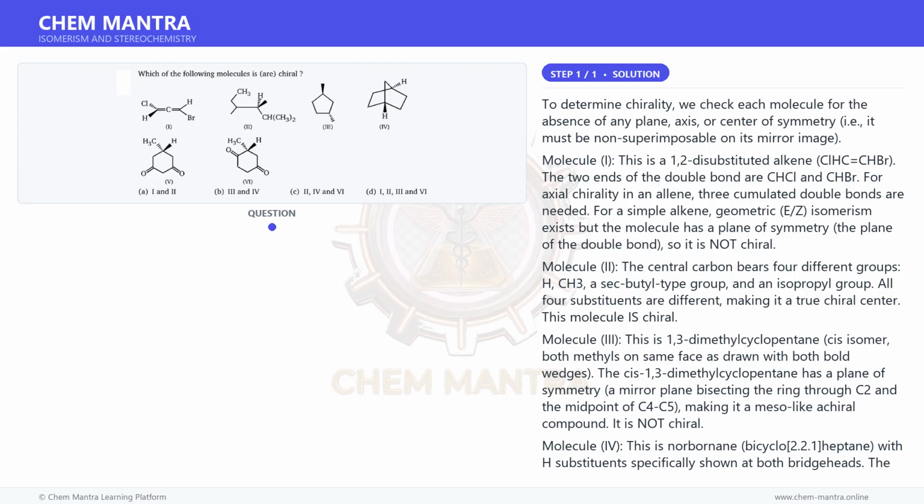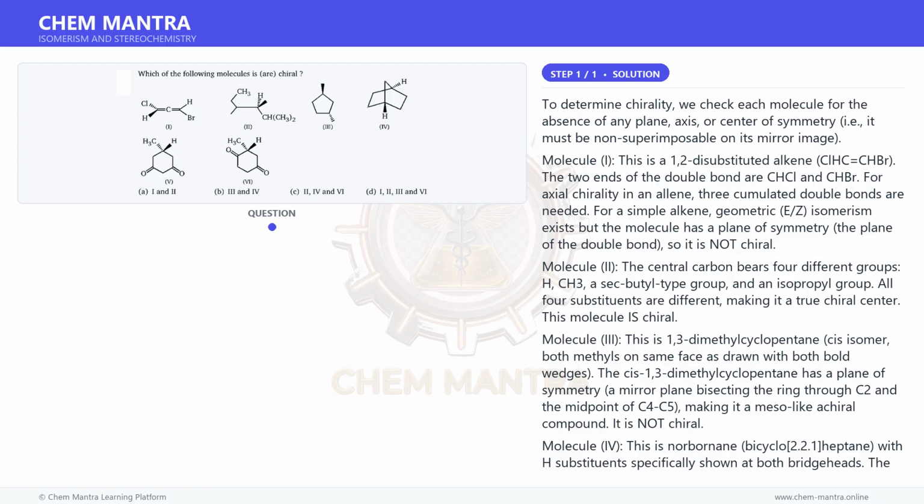Molecule 1. This is a 1,2-disubstituted alkene, ClHC=CHBr. The two ends of the double bond are CHCl and CHBr. For axial chirality in an allene, 3 cumulated double bonds are needed. For a simple alkene, geometric, E/Z, isomerism exists but the molecule has a plane of symmetry, the plane of the double bond, so it is not chiral.